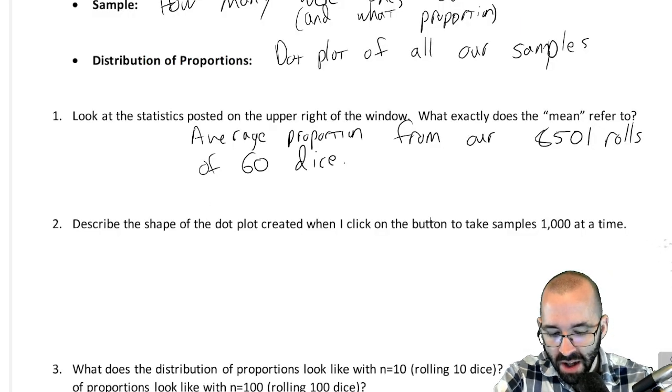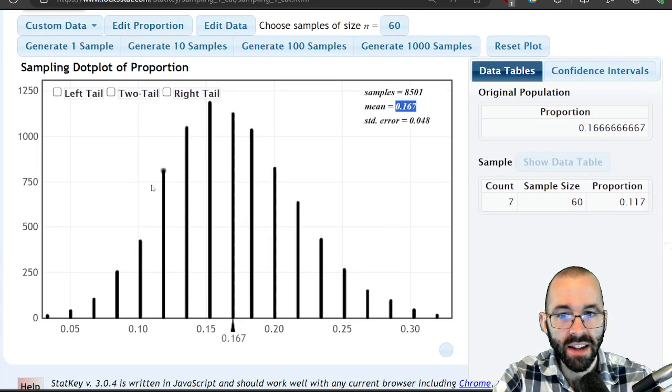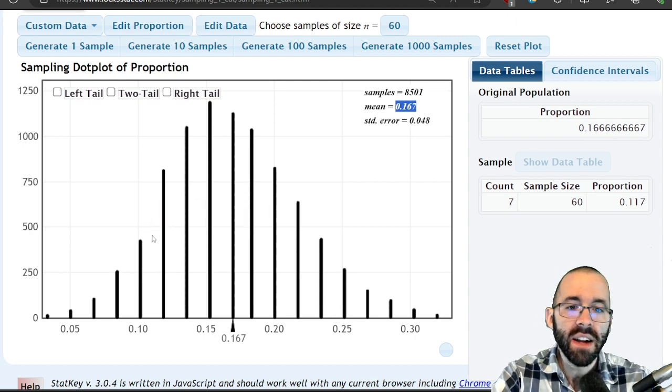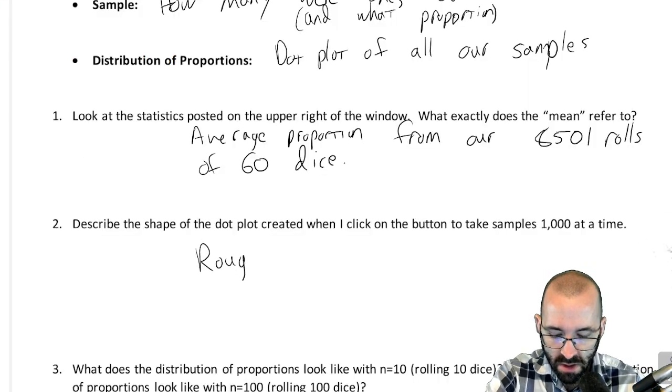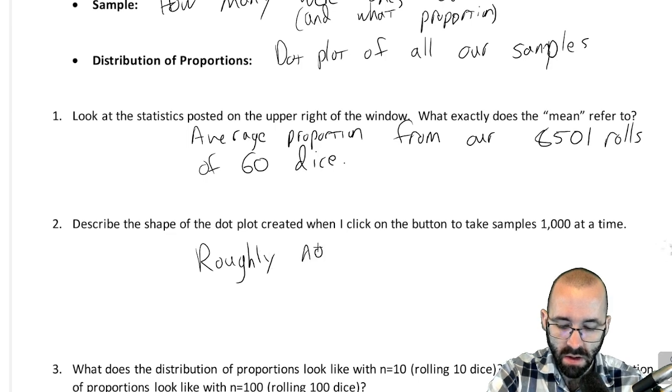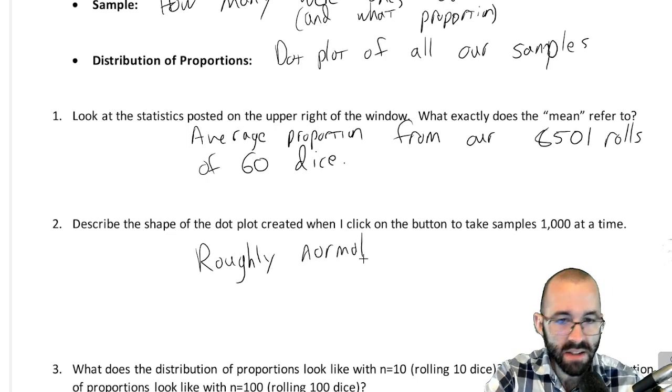Describe the shape of the dot plot. Looks kind of like a normal distribution. It's not perfect. In fact, it's a little skewed to the right, but it's roughly normal.